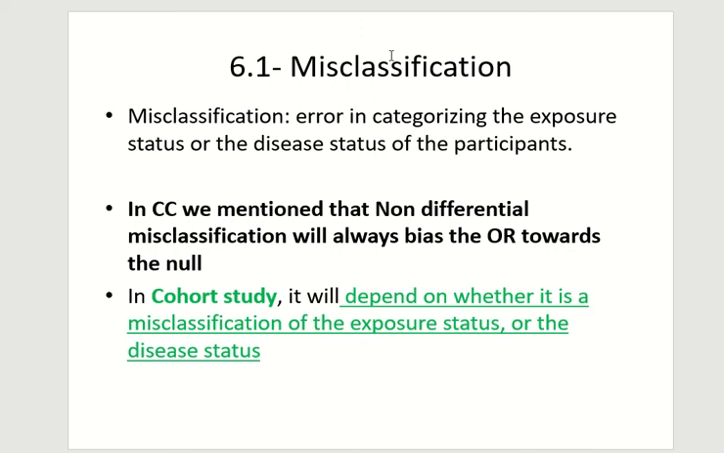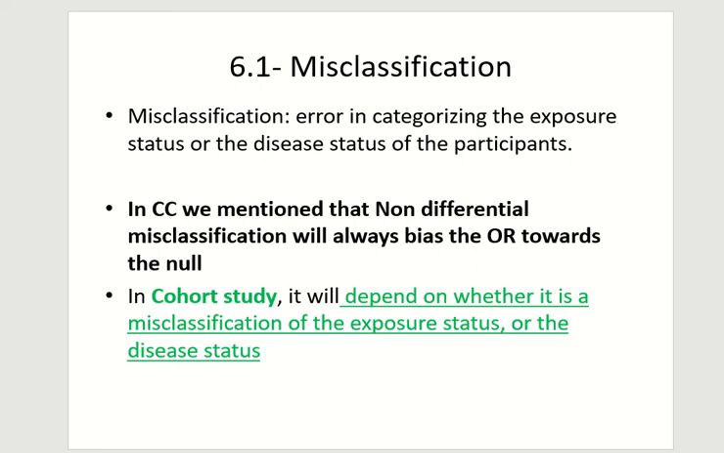Okay. So what will that do to your measures of association, and how would that make a problem? In the case control, we mentioned that if you have misclassification that is non-differential, that will always bias the odds ratio toward the null. Don't worry about it if you haven't watched the case control video. But what matters here is that I want to talk about non-differential misclassification. All right.